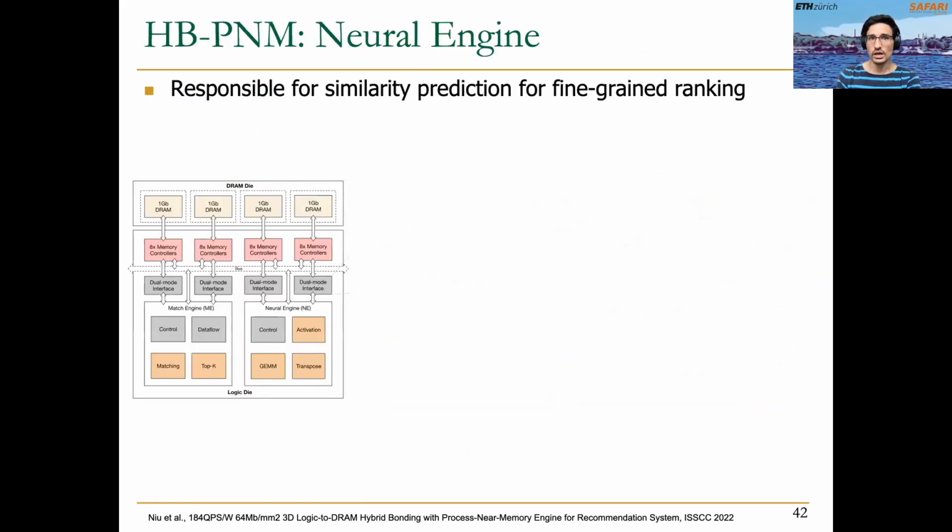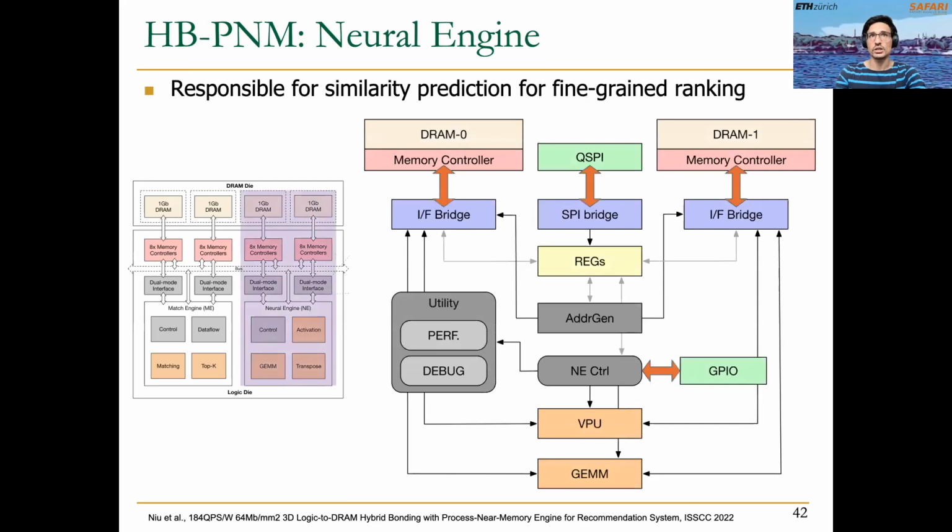So after we have that, we have to go for the fine-grained ranking, and this is performed partially in the neural engine that is responsible for similarity prediction. Here you can see a closer view of the neural engine. Again, we have here the DRAM blocks, the dual mode interfaces, some registers, an address generator, and then we have the compute units themselves.